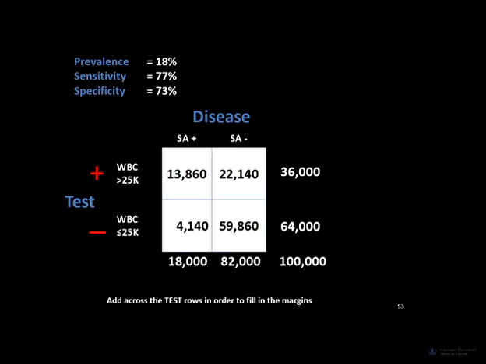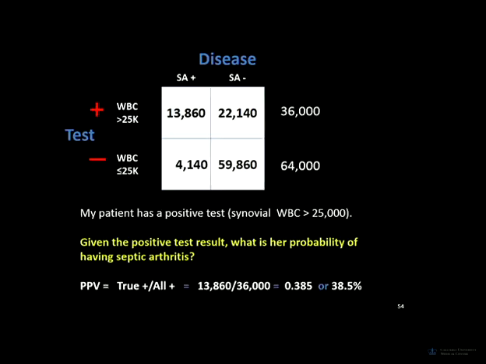And now we're going to add up across the margins, because what we really want to know in this case is we have a positive test result, right? And the question that's pertinent to making this decision is really the positive predictive value that we heard about before. So given the positive test result, what is her probability of having septic arthritis? Okay. So now we want to know the positive predictive value.